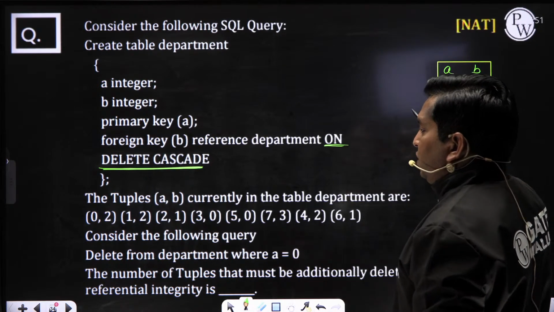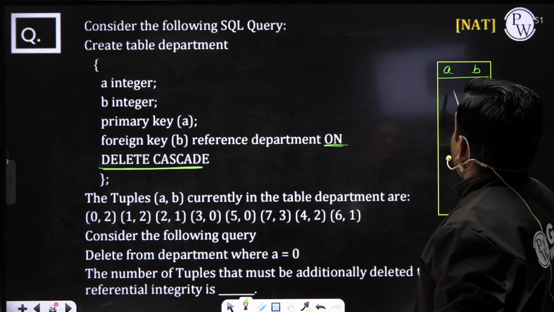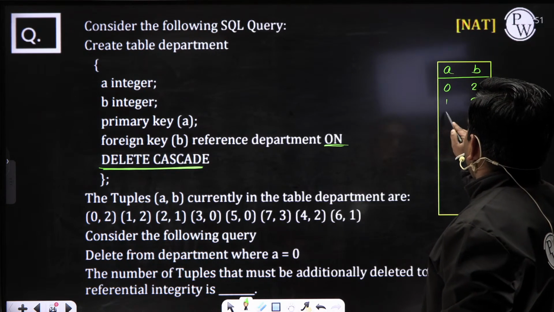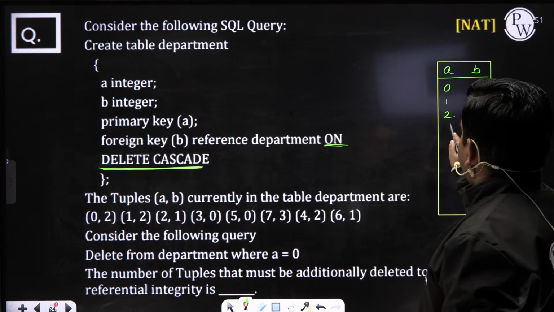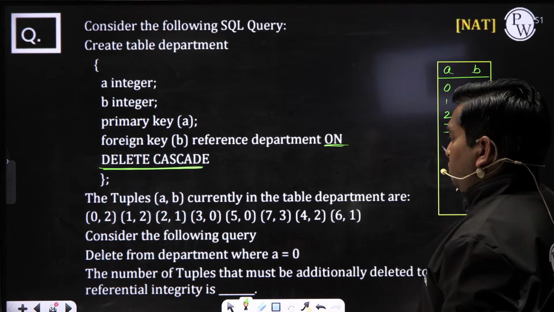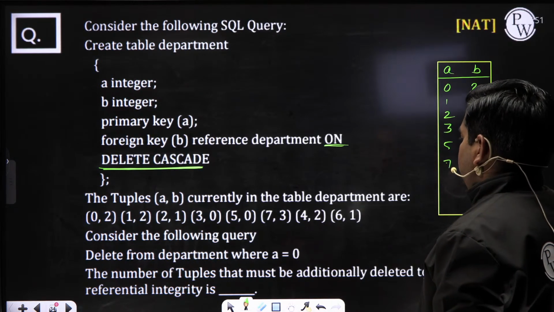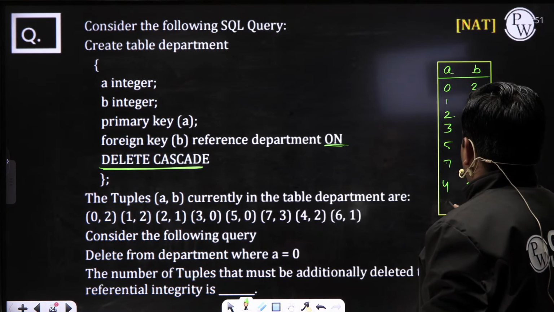A and B, what are the tables? (0, 2), (1, 2), (2, 1), (3, 0), (5, 0), (7, 3), (4, 2), (6, 1).